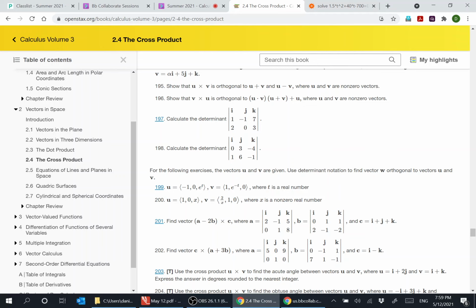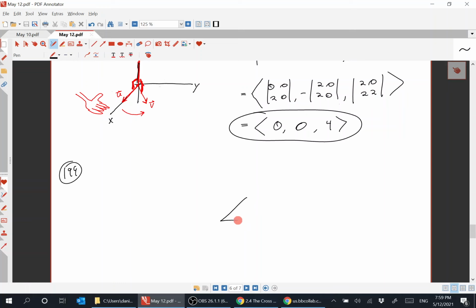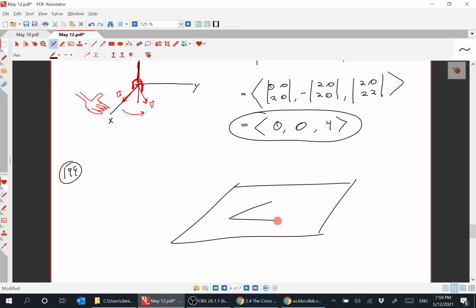And as a matter of fact, if you've got two vectors in 3 dimensions, they always define some plane. So these two vectors live inside of some plane. Then the line that is perpendicular to that plane is unique, because that line is perpendicular to U and perpendicular to V, and there's only one such line in 3 dimensions.